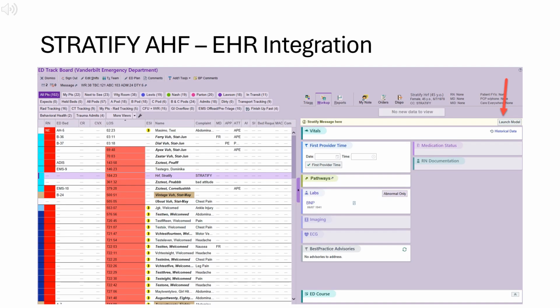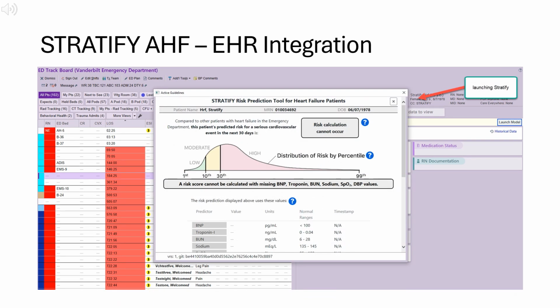Stratify AHF presents a risk score to help in deciding whether a patient is at low risk for readmission due to heart failure. Providers are given the opportunity to view the risk score in the EHR when they're viewing the patient from the dashboard. Stratify AHF supports recalculating the risk score when the provider can enter certain missing data elements. At the provider's request, Stratify AHF recalculates the risk score based on new information.